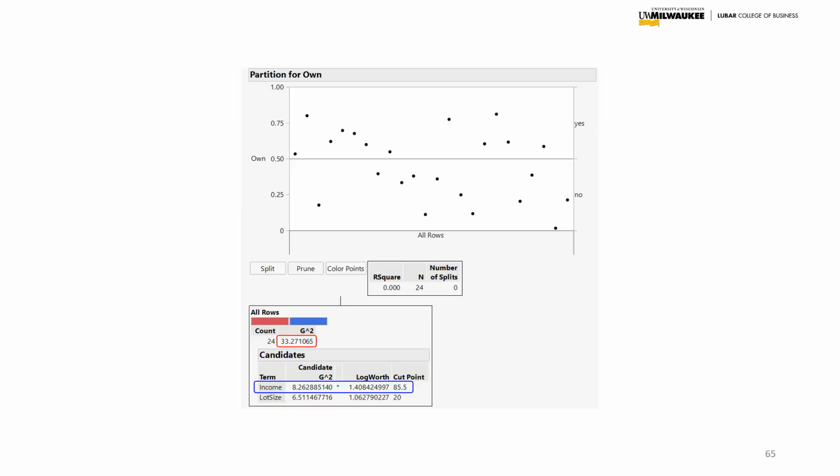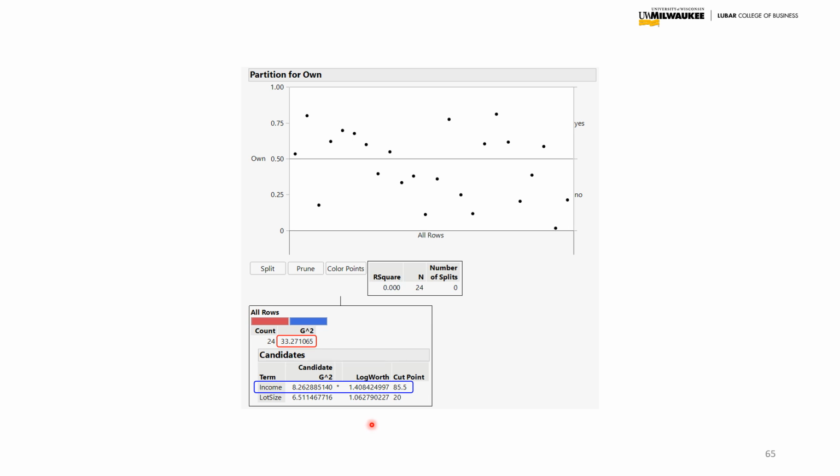Here's the initial output. Notice that we have 0 splits initially. Notice also the G squared value of 33.27 we computed earlier. JMP is reporting a couple split candidates, one at income equaling 85.5 and another one at lot size equaling 20. JMP is reporting a G squared reduction for the 85.5 split of 8.26289 rounded, which is exactly what we computed on the previous slide.